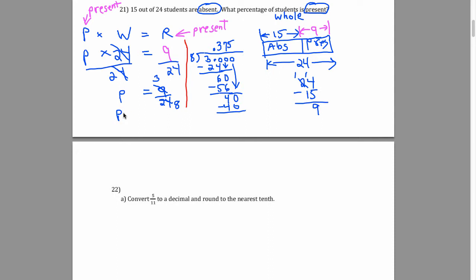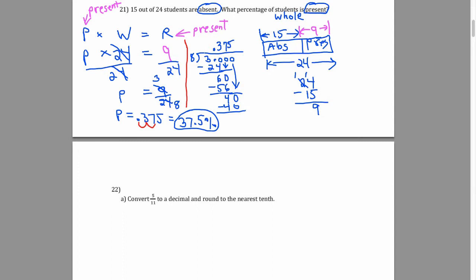So P equals 0.375, which needs to be expressed as a percent. And the way you do that is by moving the decimal 2 places to the right. So the final answer is going to be 37.5%.